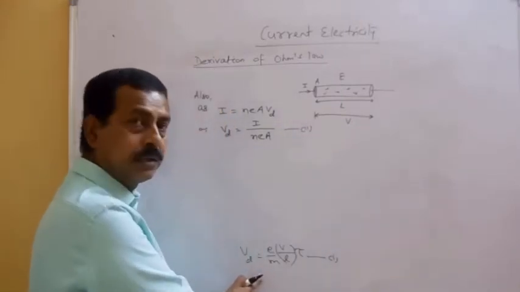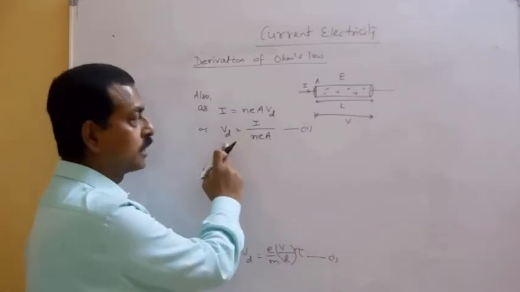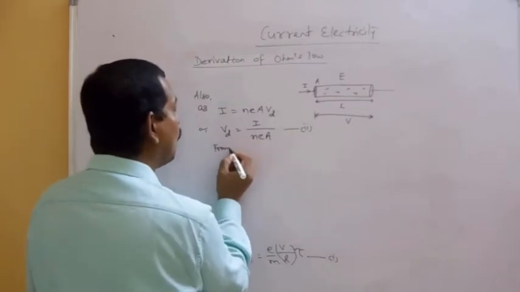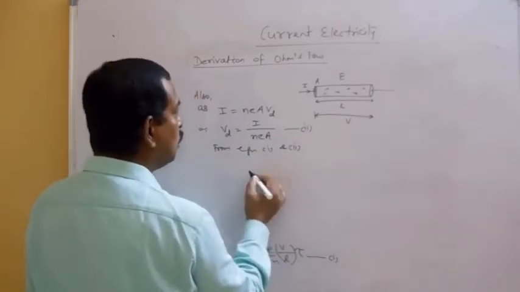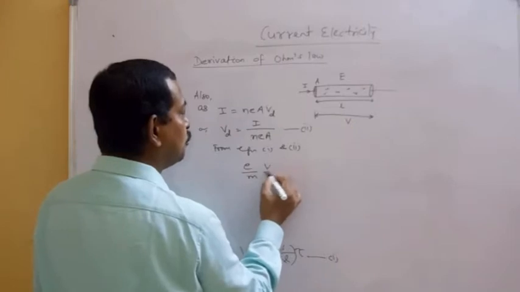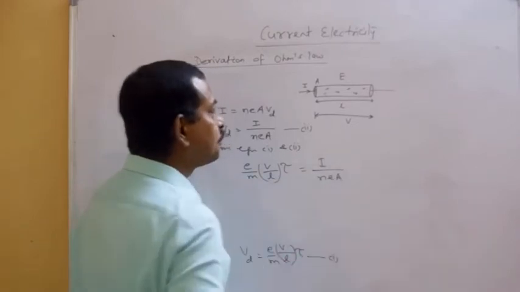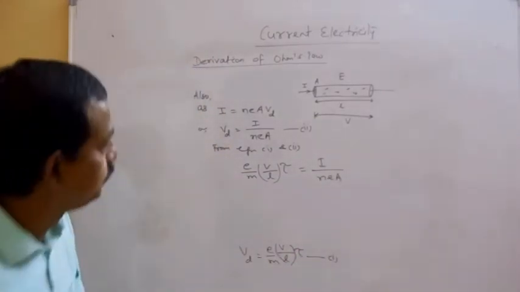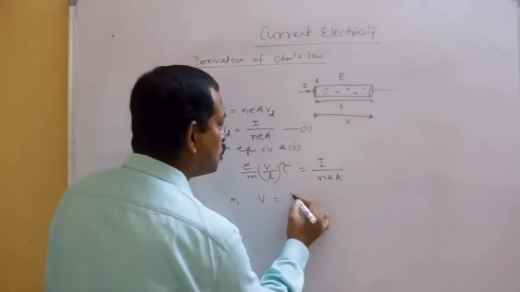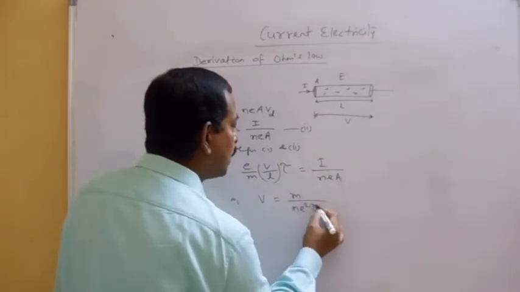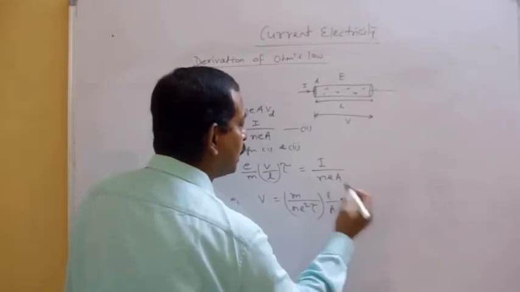Now we have equation 1, which is Vd equals e/m, V/L into tau, and this is your second expression. So from equation 1 and 2, it will be given as e/m, V/L into tau equals I/neA. Or V equals m/ne² tau, L/A into I.